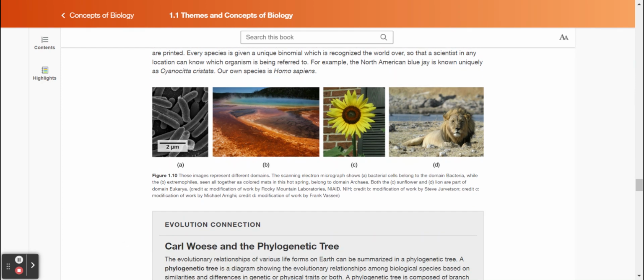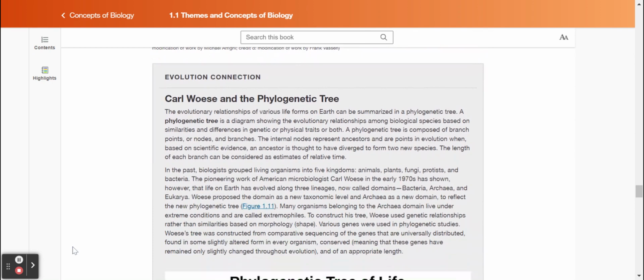Figure 1.10. These images represent different domains. The scanning electron micrograph shows A, bacterial cells belong to the domain Bacteria, while the B, extremophiles, are seen altogether as colored mats in this hot spring, belong to domain Archaea. Both the C, sunflower, and D, lion, are part of the domain Eukarya.